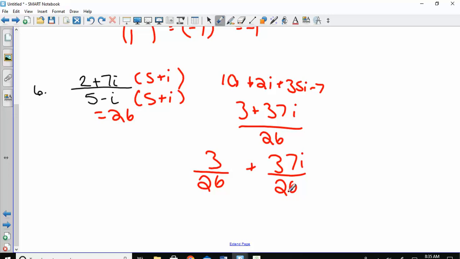And neither of those reduce, so that is your final answer. I feel like 26 should reduce, but it doesn't, and then it's set. Questions there?